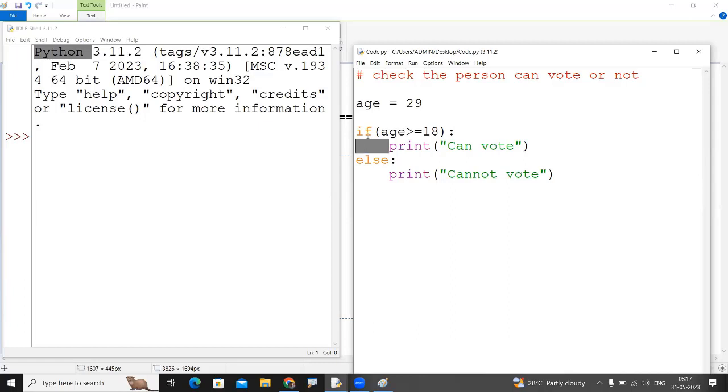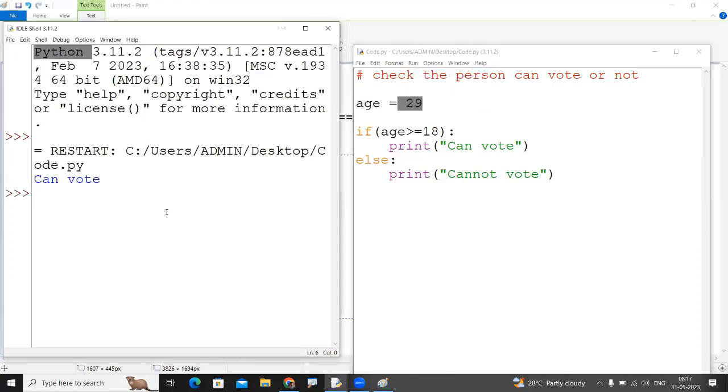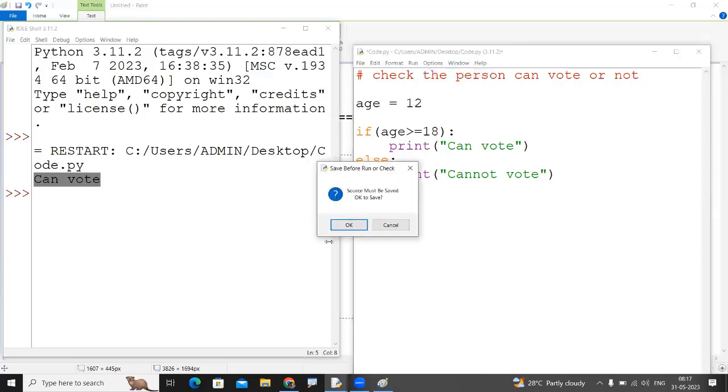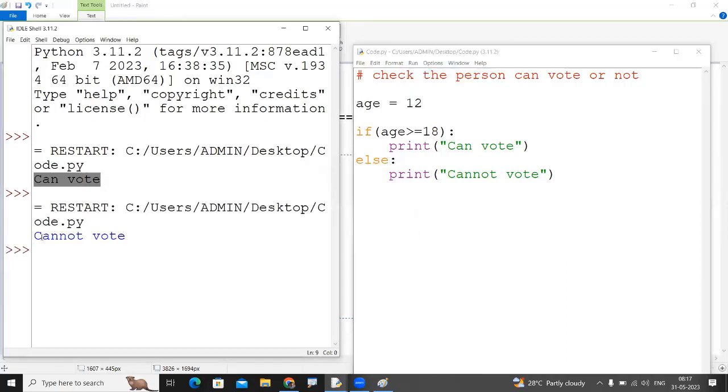Remember, here I am taking the value directly. See, the person can vote. If I take the value as 12, the person cannot vote. Sir, I just want to read. Okay, no issues. We know that.